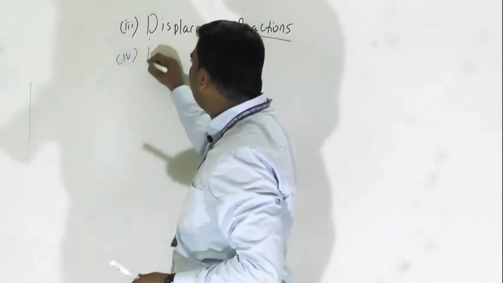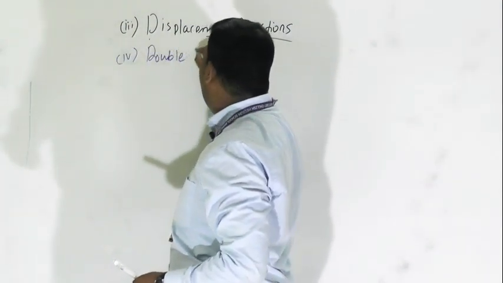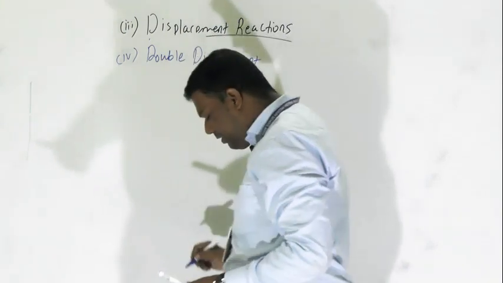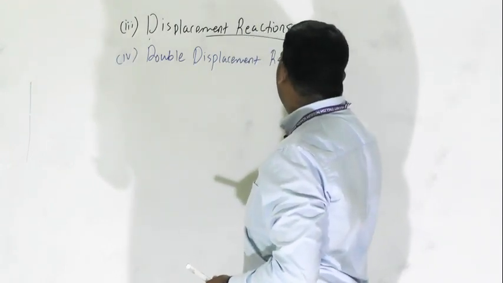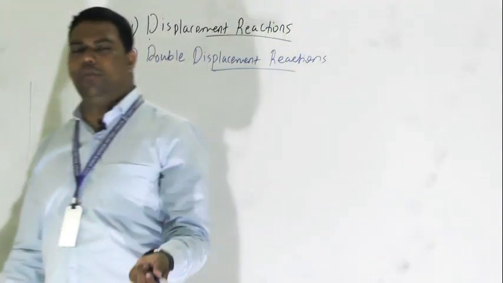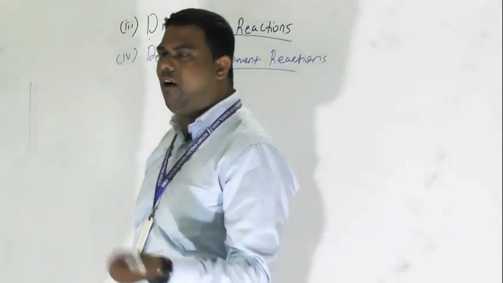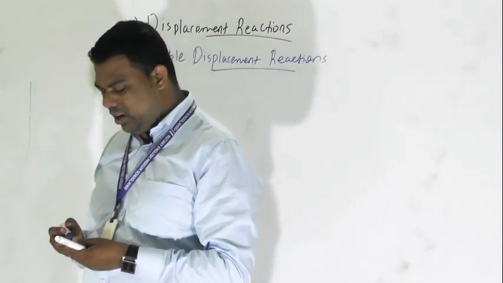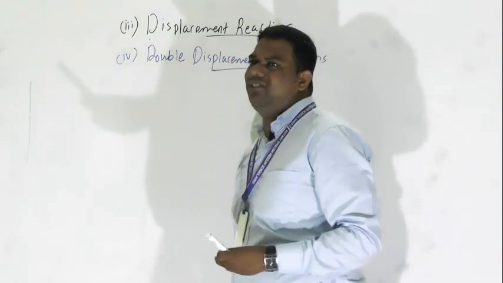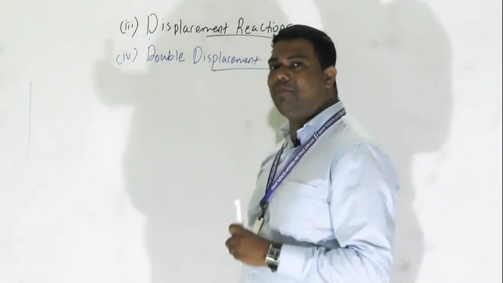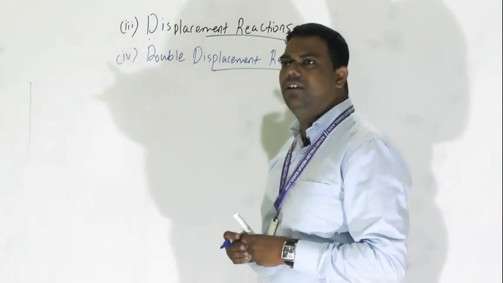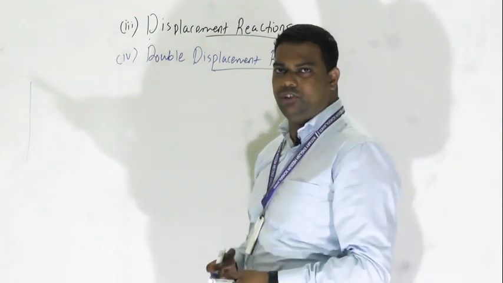Fourth one, double displacement reaction. So in this double displacement reaction, there is an exchange of ions to form new compounds. Double displacement, there is an exchange of ions to form compounds. So generally this displacement reaction occurs by precipitation.